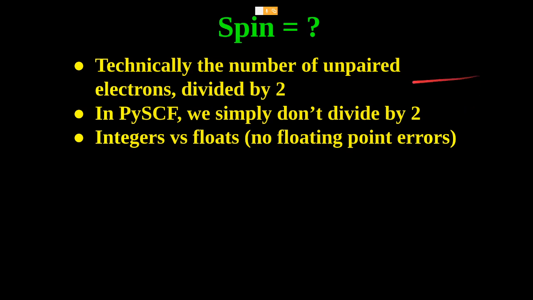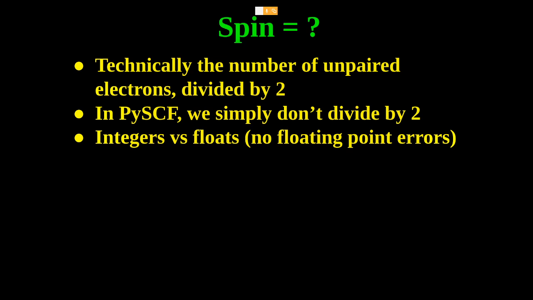Technically, the spin is the number of unpaired electrons divided by 2, because the spin of an electron, you'll learn in high school, is half. So if you take the number of unpaired electrons and divide them by 2, that's how you calculate the total spin. In pi-SCF, we simply don't divide by 2. So we take the number of unpaired electrons and that's it. If we have just one unpaired electron, instead of the spin being 1/2, we're just going to say it's 1. That's just the way pi-SCF works.